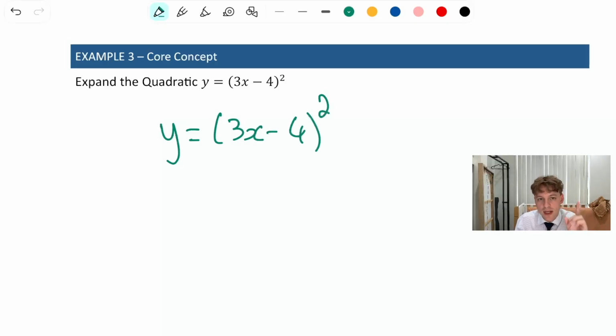The first thing to recognize is I cannot just square the first term, square the last term. It's a little bit similar to what we did with DOTS. We can't do that on DOTS.